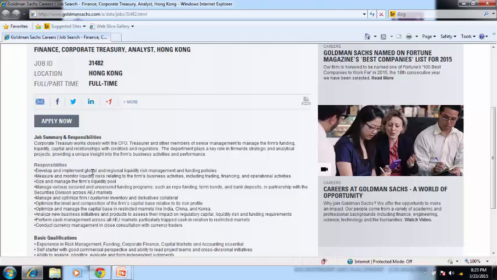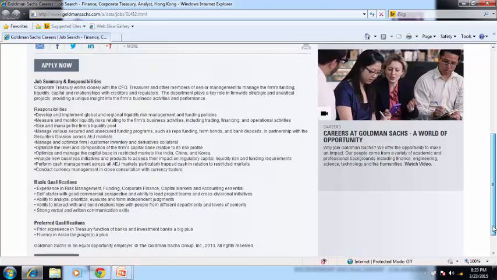Then if you go down to responsibilities, you'll see they need to develop and implement global regional liquidity risk management. They need to measure and monitor, size and manage the firm's liquidity pool, and so on. So these are basically the job description: what are the job duties that the person needs to perform?